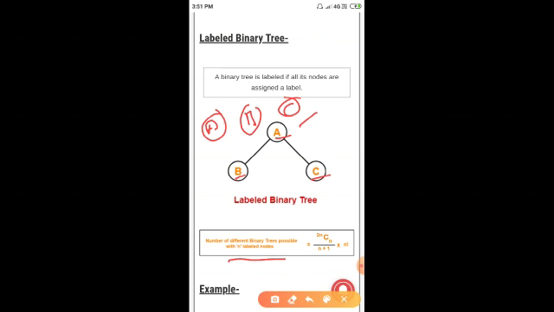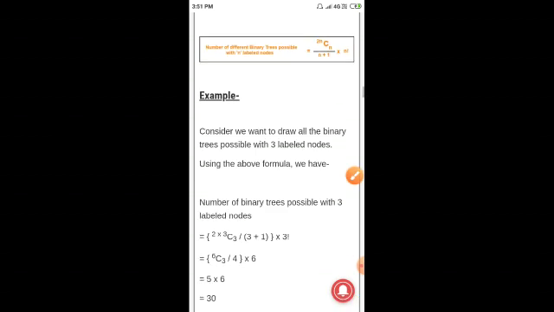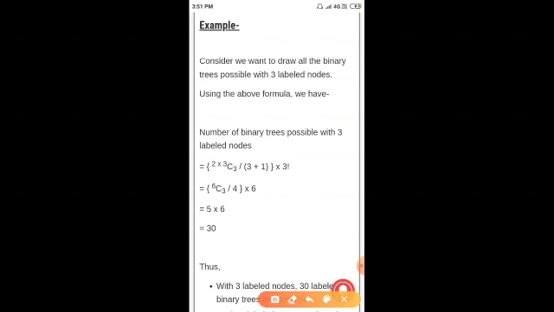Here we named, we labeled the nodes. Now how many possible ways are there to draw the binary tree? This is a formula. Previously, we applied n factorial. Here, the same: we are taking the 3 labeled nodes, then how many binary trees can we draw? So here, this formula by using 30.